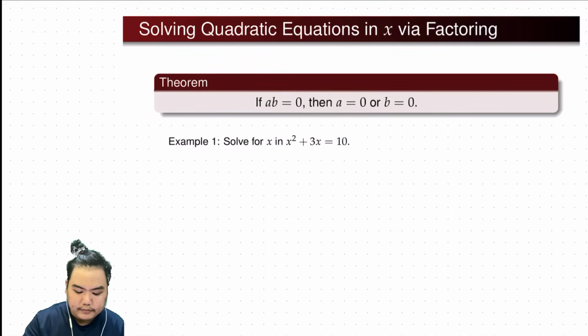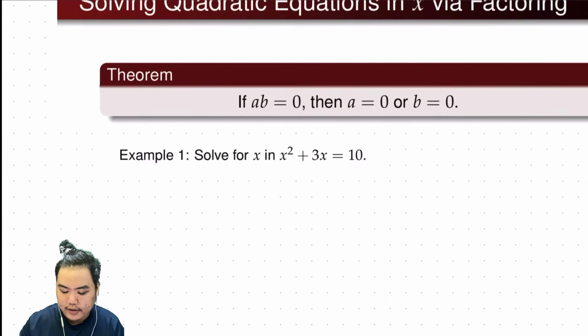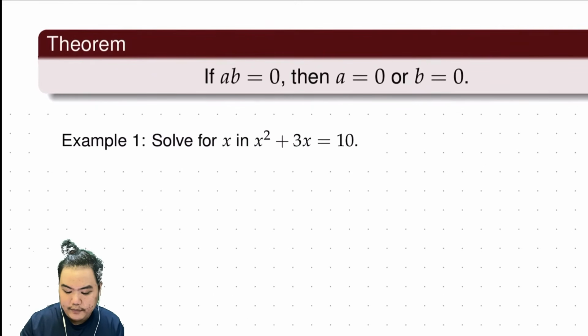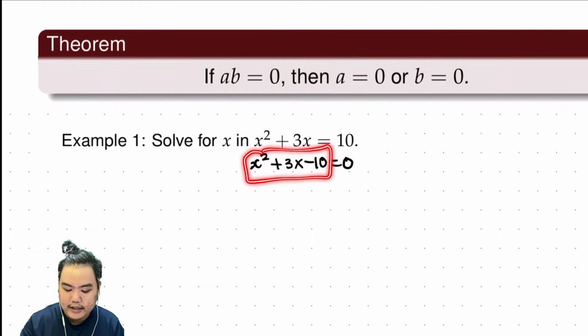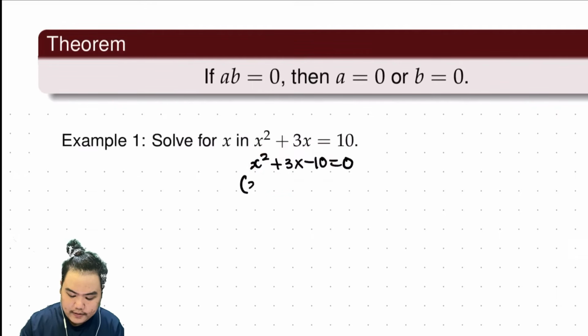Okay? So, for example, let us solve this one. So, lipat natin sa kabila yung 10. It becomes negative 10. Nilipat sa kabila para 0. Okay? The next thing, you factor this. So, x, ano bang factors nun?